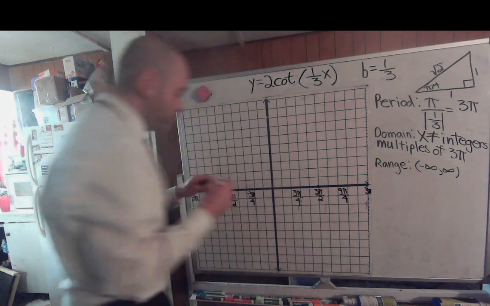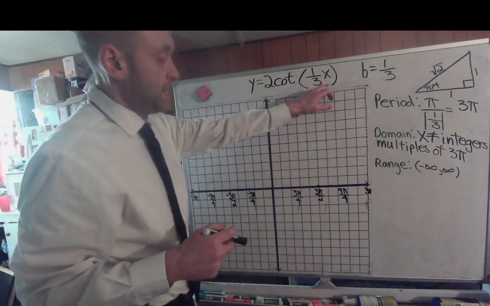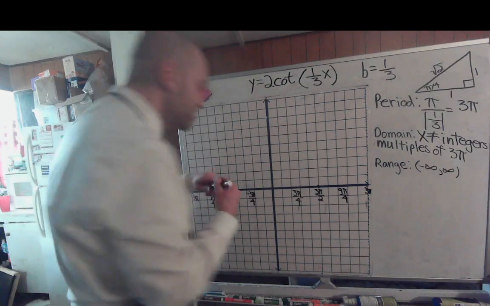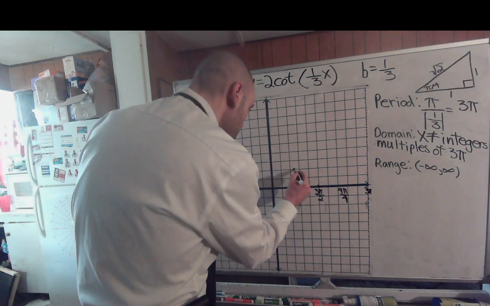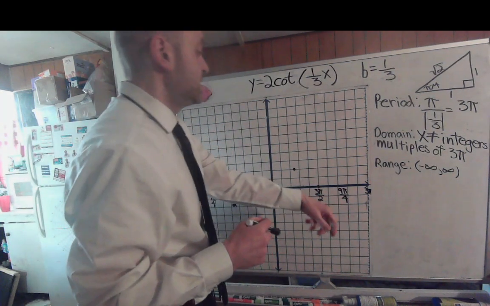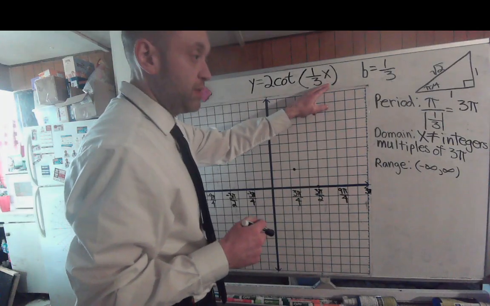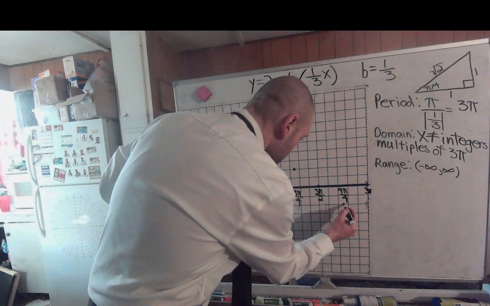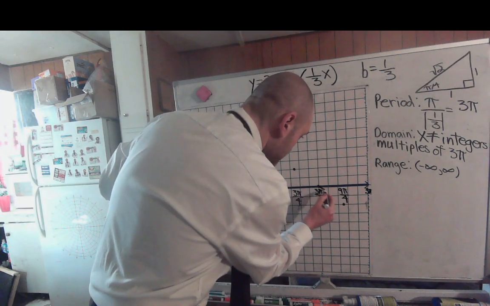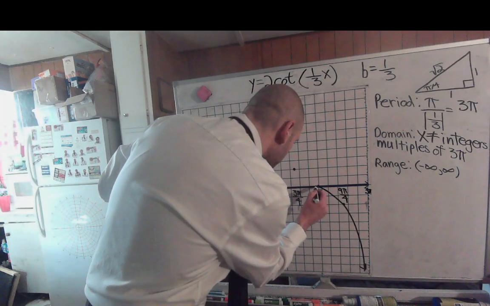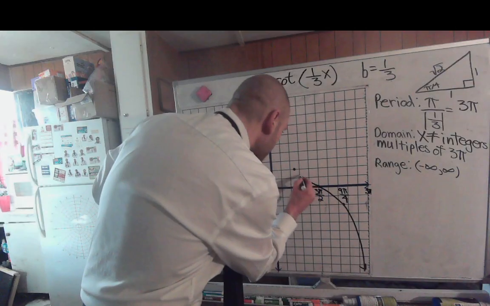Now let's say I put in 3 pi over 4 for my x. That would give me the cotangent of pi over 4, which is 1, times 2 is 2. Now let's say I put in 9 pi over 4. That's going to give me the cotangent of 3 pi over 4, which is negative 1 times 2 is negative 2. So now I can start drawing the graph.